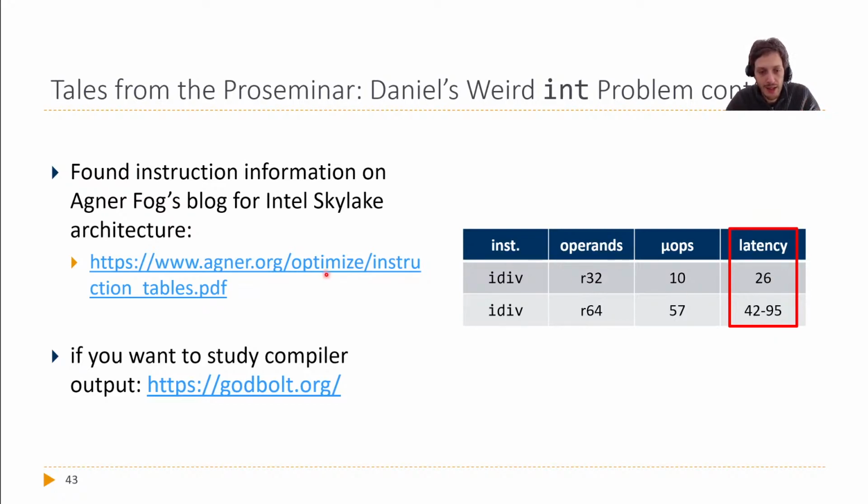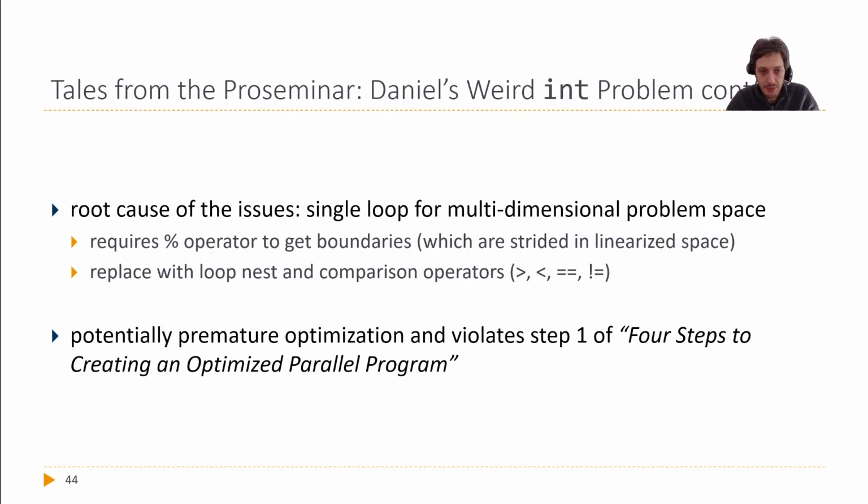If you want to study something like this yourself, I can recommend Godbolt, the compiler explorer, which is really interesting and can really help you with these kinds of things. So we figured out that if you change that, you end up with an IDIV operation that's much faster, and this was actually the cause of our performance slowdown.